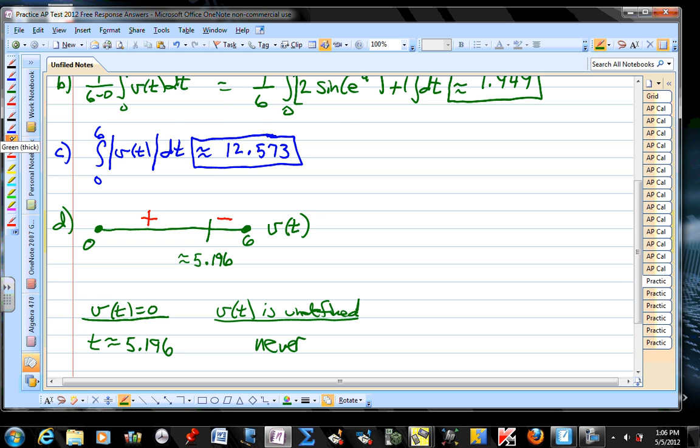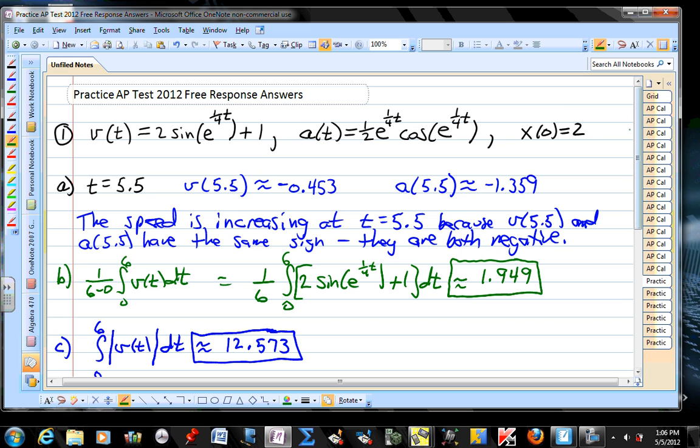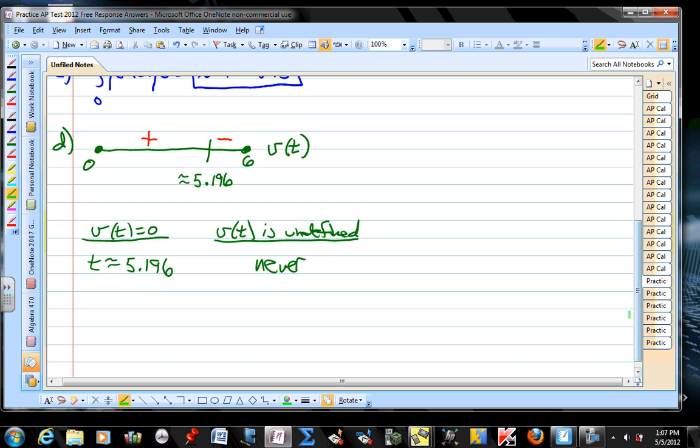And now let's see what the question was asking. They were asking us to find the position of this particle at the time when it changed directions. So we changed directions at about 5.196. Now, of course, we have more decimals of accuracy on our calculator. We use more decimals of accuracy when calculating answers, but we're going to write 3 decimal places on our paper. So now to find its position, we have to remember something very important. This is what a lot of students forget. We have to remember that the initial position at time t equals 0 was 2 on the x-axis.